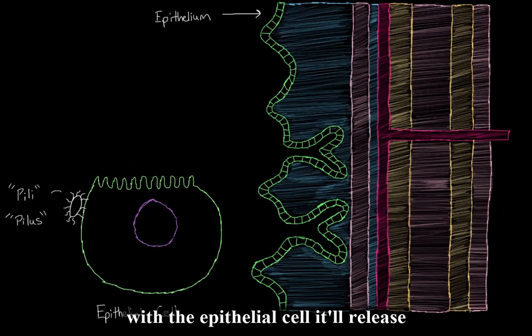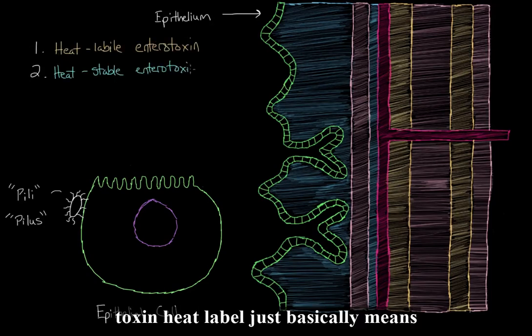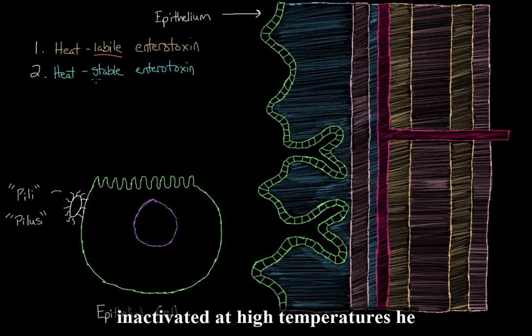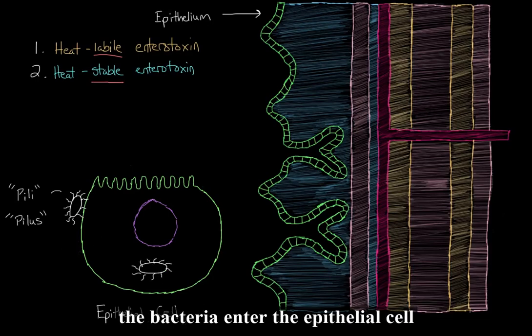Once it's associated with the epithelial cell, it'll release two different types of toxins to help it enter that cell. The first is known as heat-labile enterotoxin, and the second is known as heat-stable enterotoxin. Heat-labile just basically means that this enterotoxin is going to be inactivated at high temperatures. Heat-stable means that this enterotoxin will be stable at high temperatures. So eventually these enterotoxins will help the bacteria enter the epithelial cell.